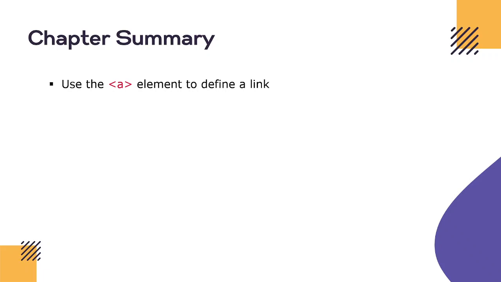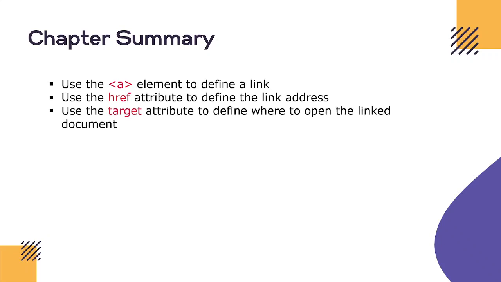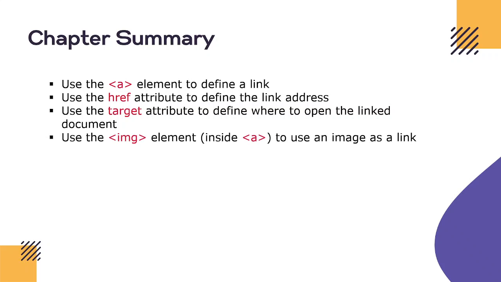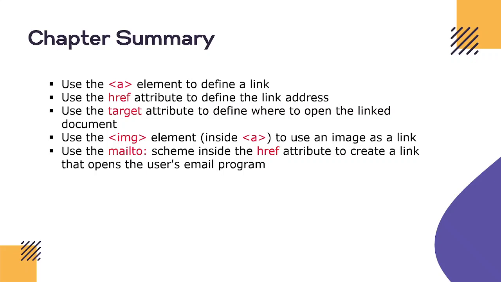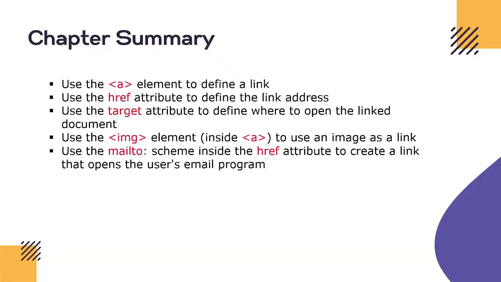So, chapter summary. Use the a element to define a link. Use the href attribute to define the link address. Use the target attribute to define where to open the link document. Use the img element inside the a to use an image as a link, and use the mailto scheme inside the href attribute to create a link that opens the user's email program.